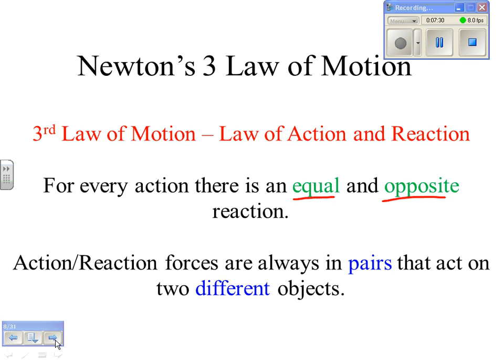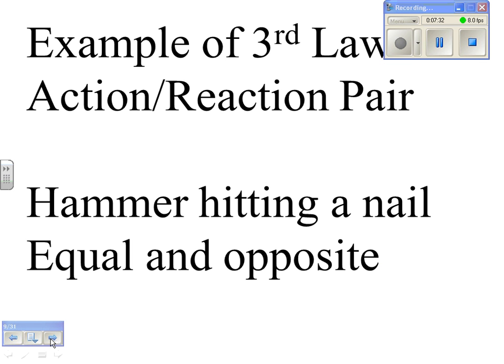There's a couple of examples of that. I actually have an example on the next page. An example of a third law action-reaction pair is a hammer hitting a nail. It's a pretty common example because most of us are at least familiar with that. We may not be as skilled at it, but we understand that a hammer hits a nail and that makes the nail go in. They're actually equal and opposite. The force pairs there, you have the hammer and the nail, or you actually have the nail and the piece of wood also. There's 2 different force pairs in that example.